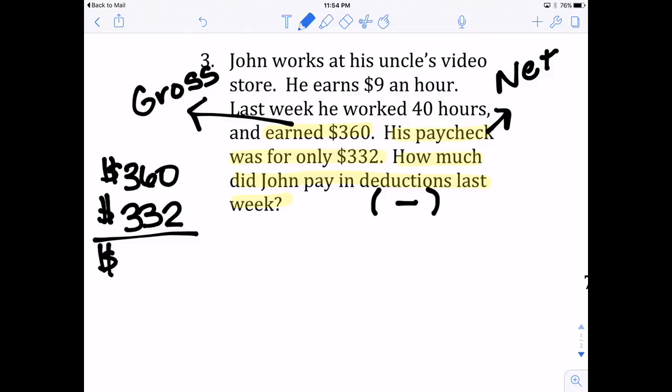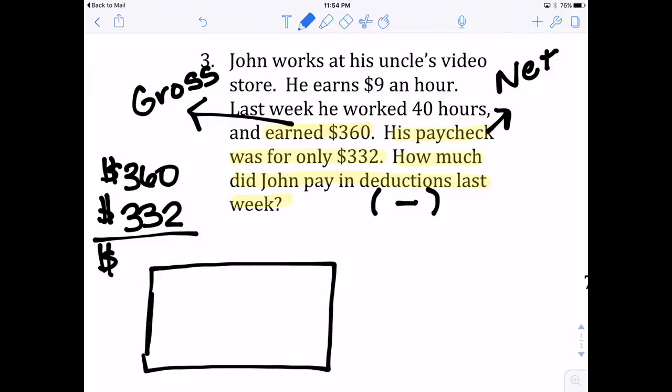Since they're the same labels, we know we're going to either add or subtract. In order to decide which one, we're going to use the part-whole strategy. Now, do we know the whole? In this situation, that's his entire income or his gross income. And we do. That's $360.